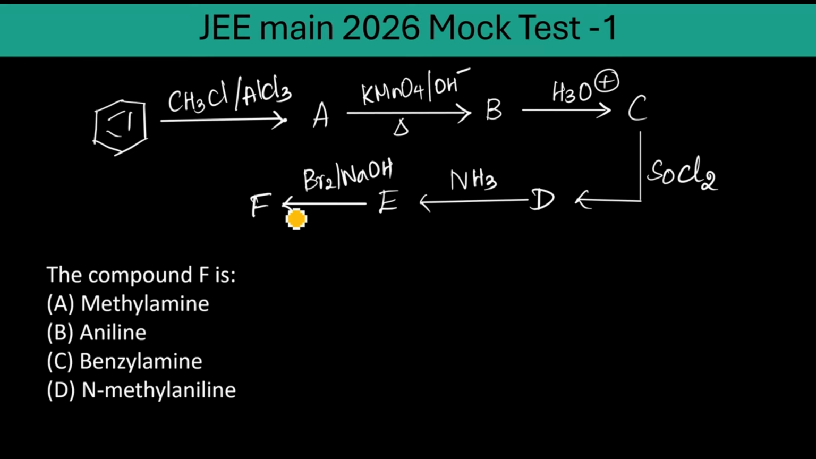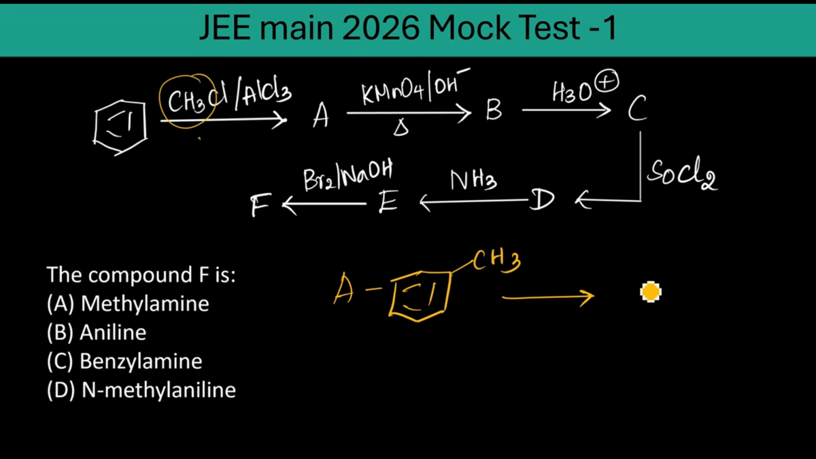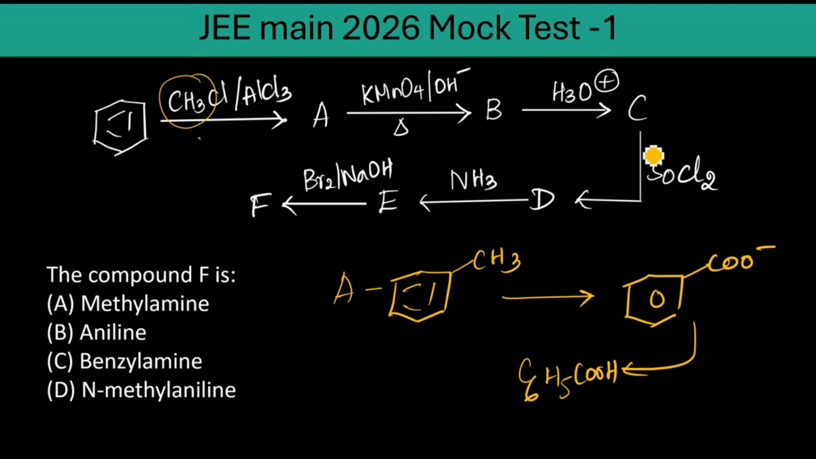Next question, it's a bit lengthy, but it's a very simple question, isn't it? If you watched our video of top 50 questions, you would solve it in seconds. Benzene with Friedel-Crafts, so A is toluene, correct? Friedel-Crafts alkylation. Toluene with KMnO4 in alkaline medium will give you C6H5COO minus. With hydrolysis, it will produce C6H5COOH, that's C.